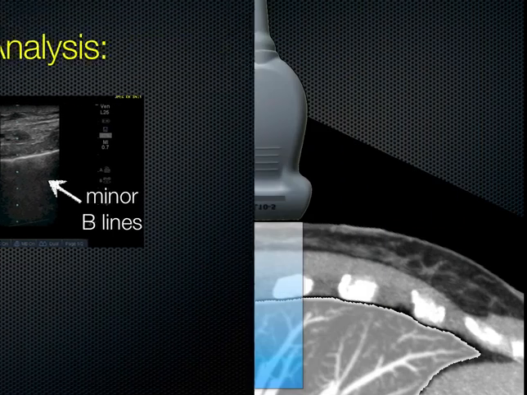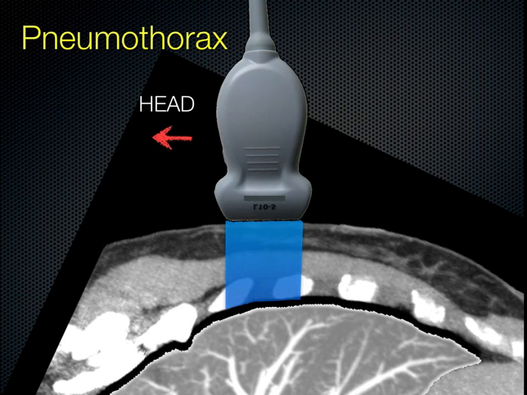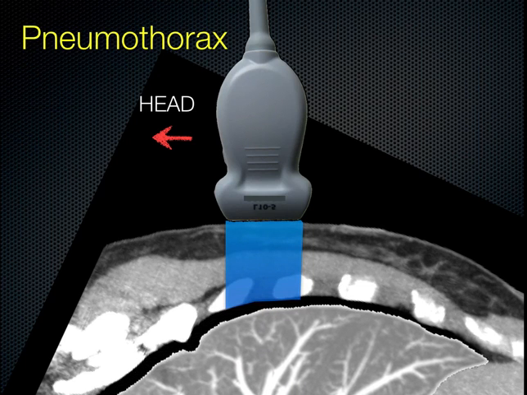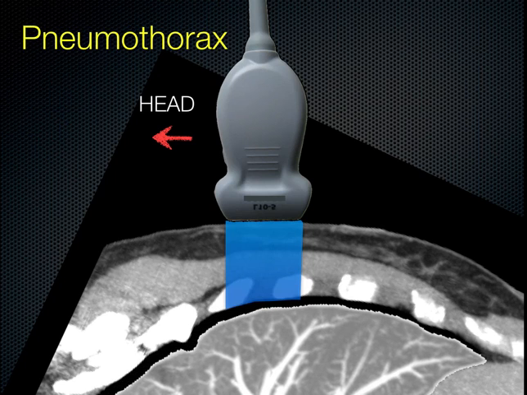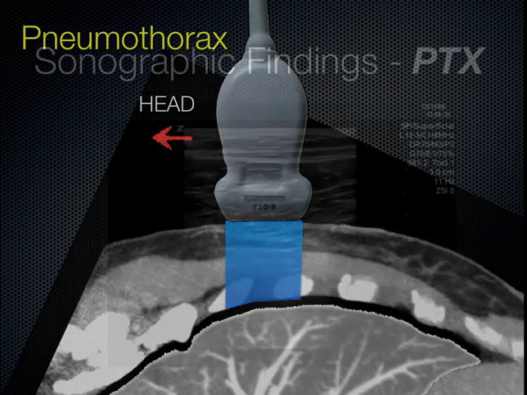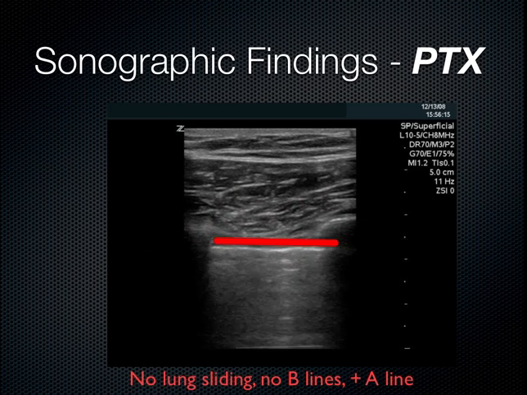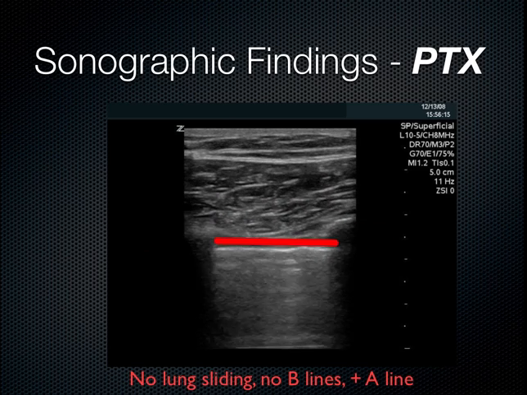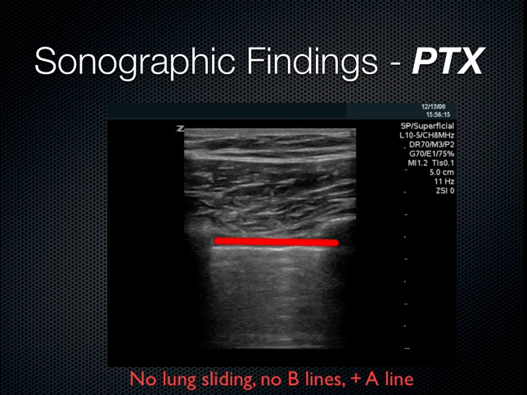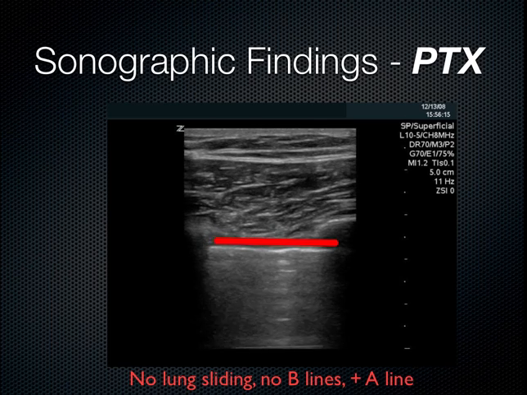In the findings of a pneumothorax, we have the probe oriented towards the head, but if the lung falls away from the chest wall, then we have a pocket of air in between the probe and the lung, and therefore we will not see that sliding because the parietal pleura and the visceral pleura are no longer together. Instead, we see something like this. What we have here is no sliding at this interface, no B lines, and we do have an A line because this is A for air.